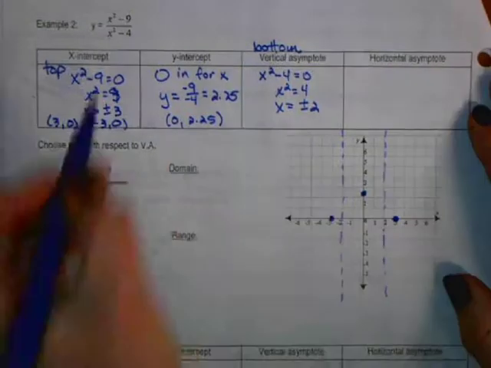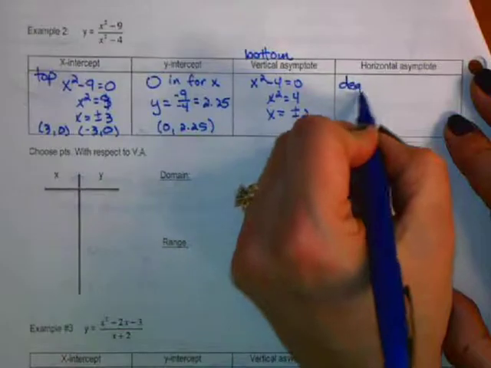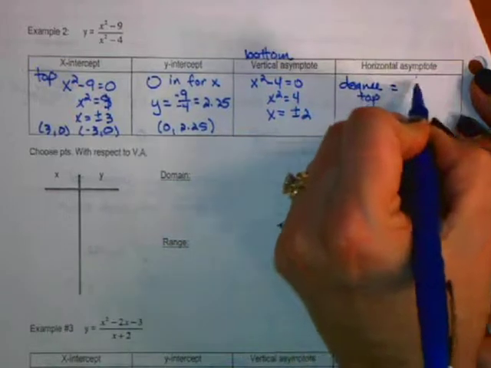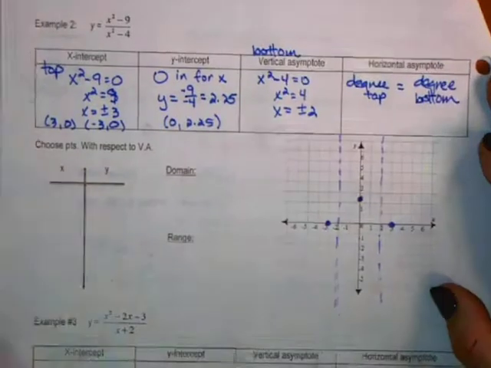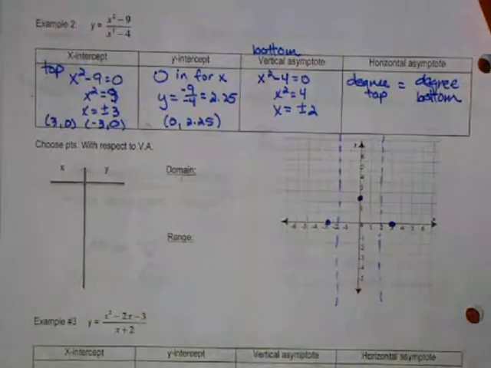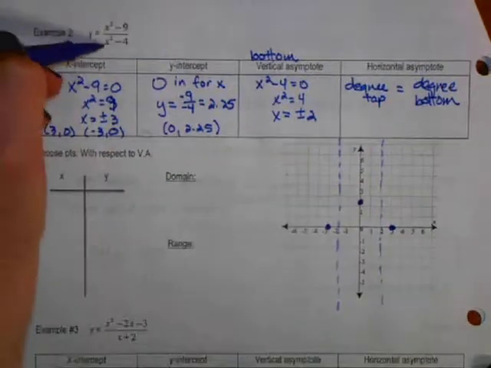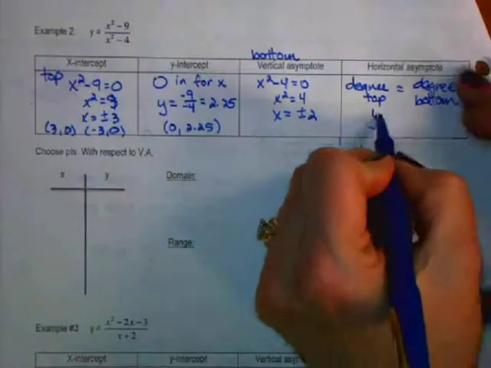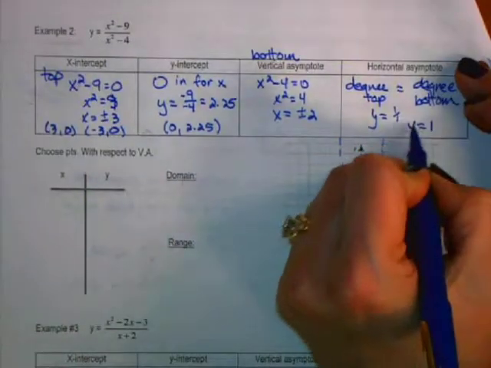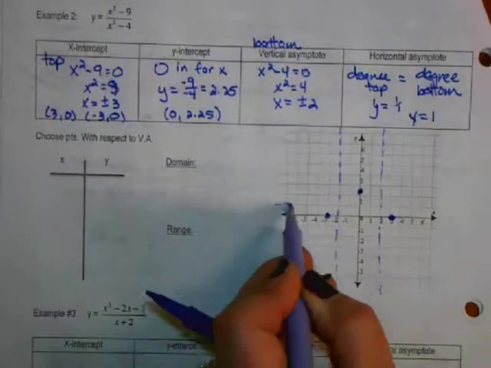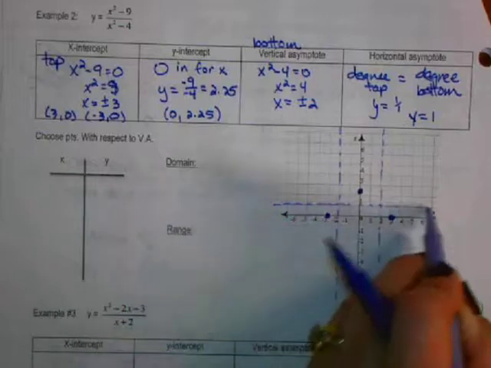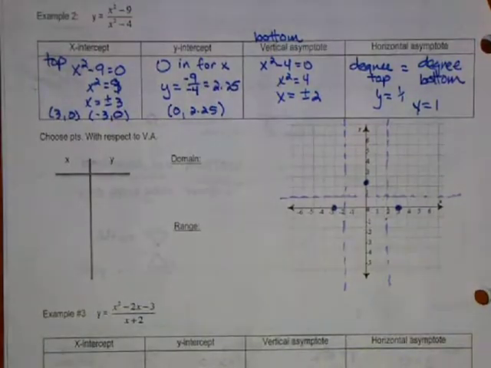Horizontal asymptote. All right, look, they're equal, aren't they? The degree of the top is equal to the degree of the bottom. Just like yesterday when we had two linear, what did we do to get the horizontal asymptote? Do you remember? Yeah, it's just like when we had two linear. It's just 1 over 1. Y equals 1 over 1, so y equals 1. So I'm going to sketch a horizontal asymptote at 1. Okay?